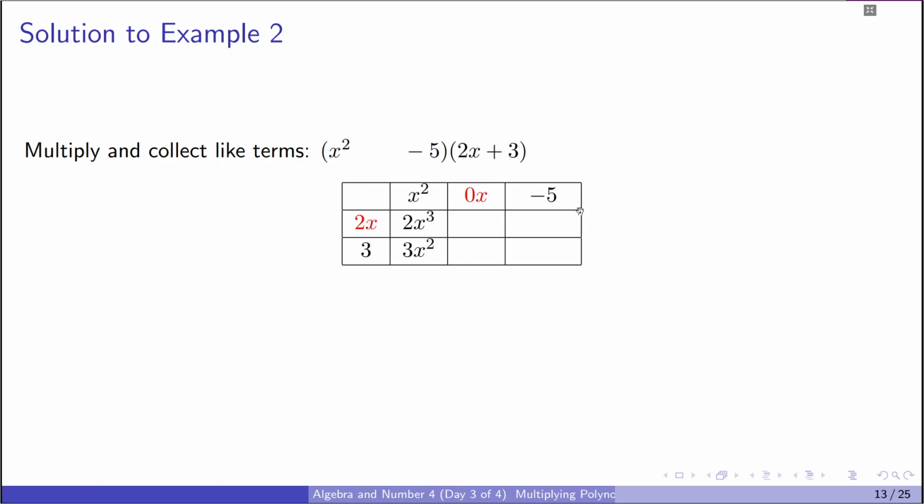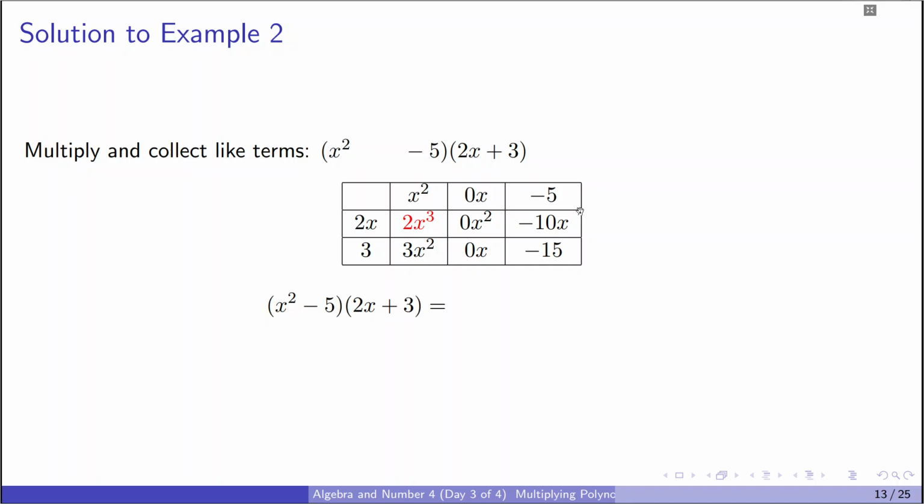0x times 2x is 0x squared. 0x times 3 is 0x. 2x times negative 5 is negative 10x. And negative 5 times 3 is negative 15. Now, that middle column, could you have just written both as zeros instead of 0x squared? Well, yes, sure. But again, that column exists to help collect like terms.